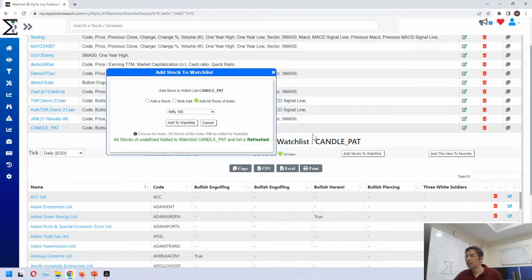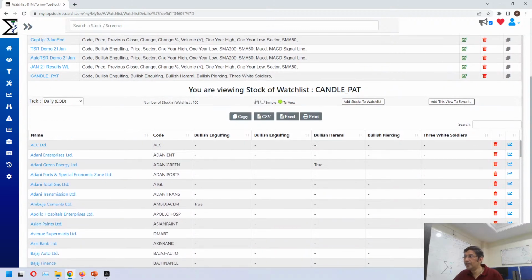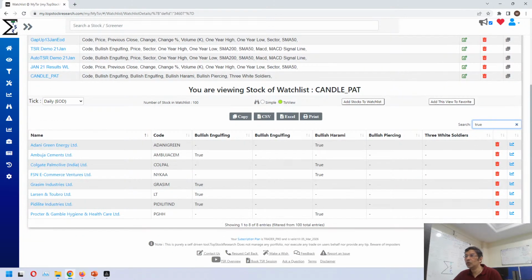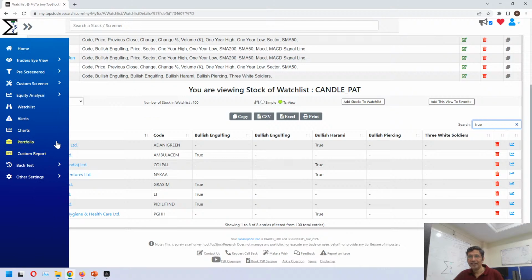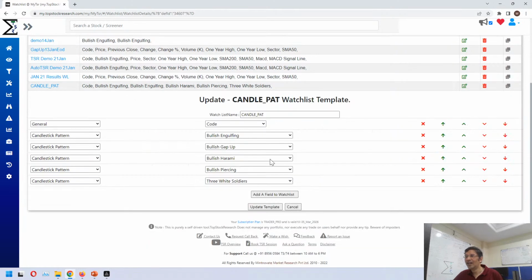right? So when you see here in your watch list, you'll see whichever pattern you are interested in, right? So let's say true. So Adani Green, bullish Harami is formed. Ambuja Cement, bullish engulfing is formed, right? Similarly, there are other patterns which are formed, right? So basically you can look for that particular stock, what patterns are formed, and obviously with this you can add other parameters.